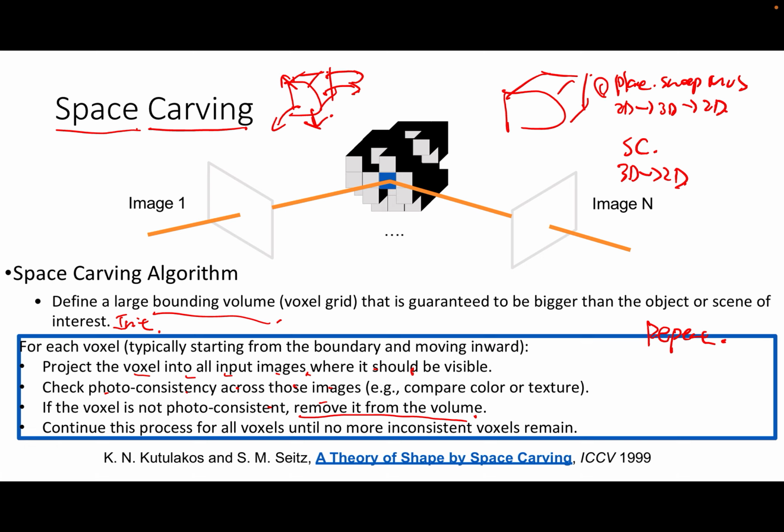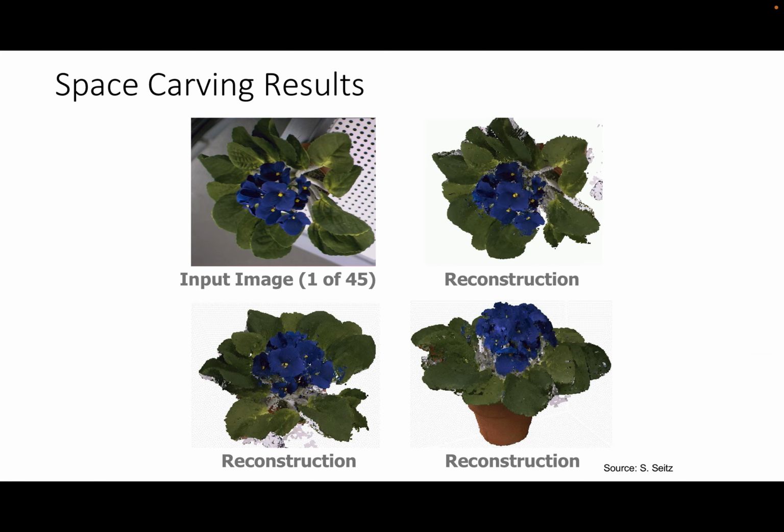It is very different from plane sweep multi-view stereo. That starts with 2D images, and then we lift them to 3D space, and then we may reproject them, lifting the 3D data to the reference image space, and then we compare the photo consistency. But space carving starts with the 3D. We have a bounding volume, and then we project each voxel to all the 2D images, and then compare photo consistency to check whether that voxel is empty or not. That is space carving.